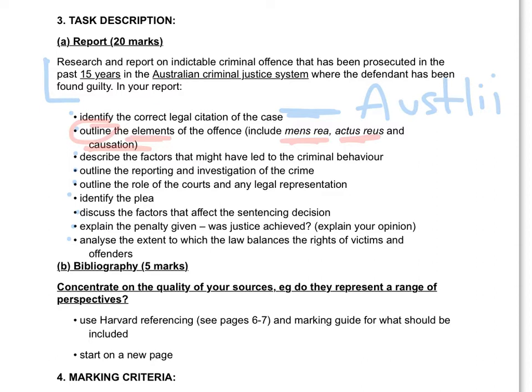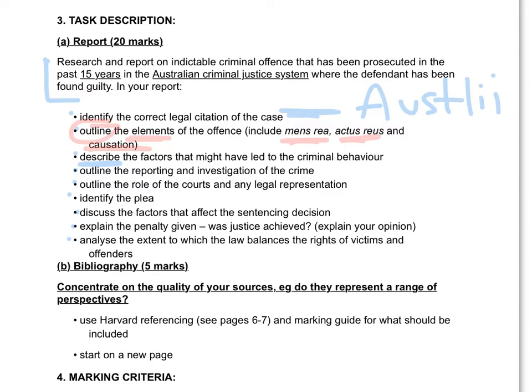Outline. Then describe the factors that led to the criminal behaviour. So thinking through here, you might say this person had a terrible upbringing, or this person had an alcohol problem or a drug addiction, or whatever it is. This person was in a very love-hate relationship with somebody and pushed it too far.